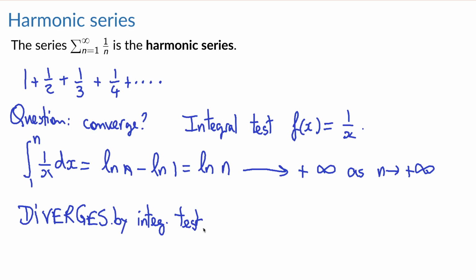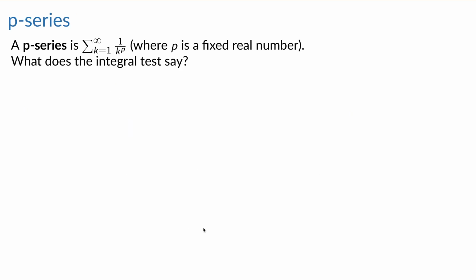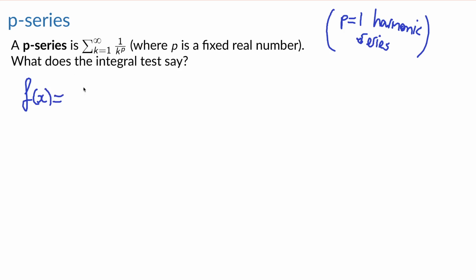Okay, let's see what more we can say that's a little bit more general than that. So we'll say that a p-series looks like the sum from k equals 1 to infinity of 1 over k to the p. Right, so we can now ask the question again, what does the integral test say? But let me note for you that p equals 1 is the harmonic series. Okay, so let's figure out what that says. So here f of x is going to be 1 over x to the p, or in other words, x to the minus p. And remember, we need this thing to be non-increasing in order to use the integral test.